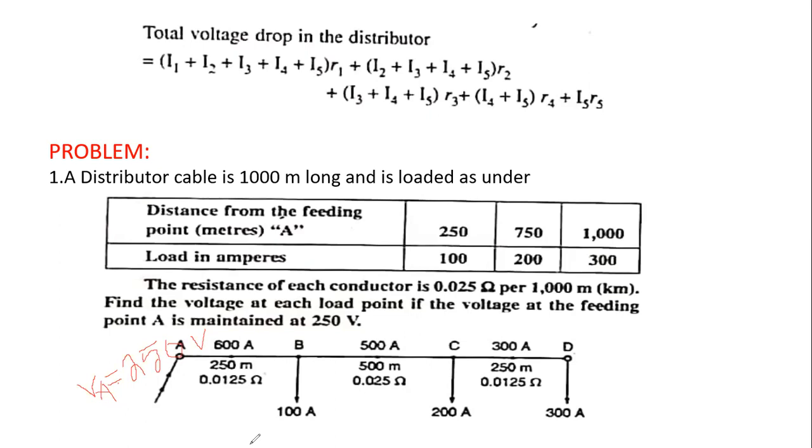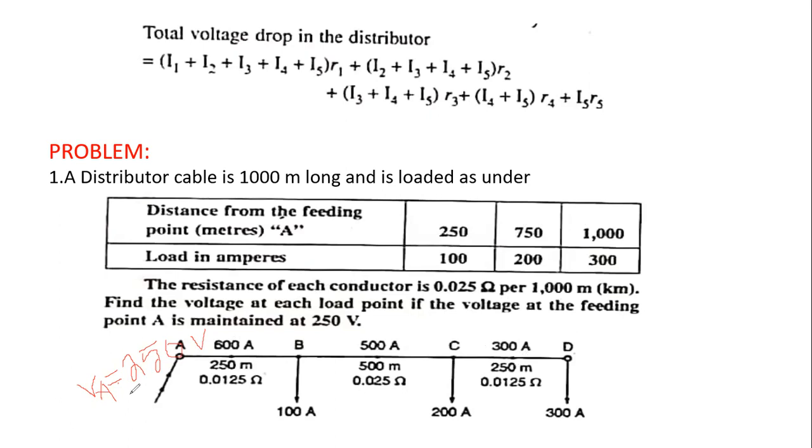The distance between A to B is 250 meters. Next, the distance between B to C is 750 minus 250, that is 500. Next, the distance between C to D is 1000 minus 750, that is 250 meters.